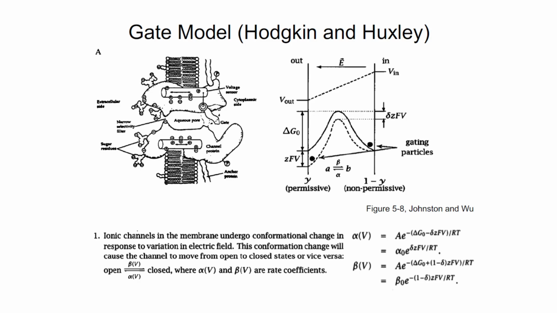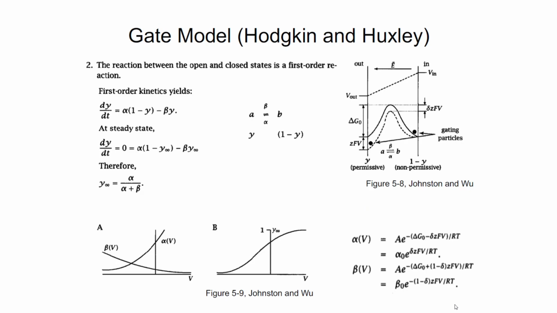reaction rates of open to close and close to open, and you can write this in the form of these equations. This is basically the A e to the power minus Ea by RT form, and instead of Ea, which is activation energy, you write del G naught. This is the del G naught, and using the electric field, it has been brought down by del Z Fe, so minus del Z Fe, and similarly with beta V. So you can find these reaction rates, and you can model this whole opening and closing, moving from one state to another.